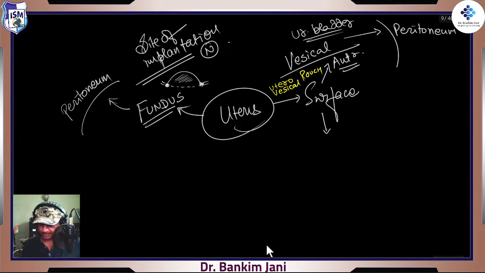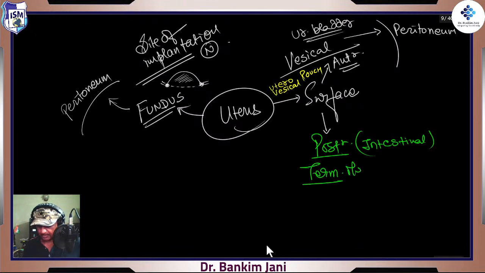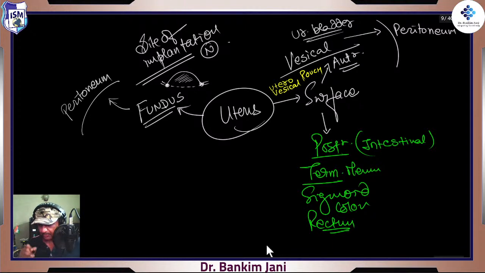How about the posterior surface? This posterior surface will be in association with the intestines, so that is intestinal. Again, it would be covered, and there will be the terminal ileum and sigmoid colon associated. So terminal ileum, then sigmoid colon. But what is there? What name should be given to that? Well, over here it is the rectum. So between the rectum and the uterus, let's give the name rectouterine pouch.